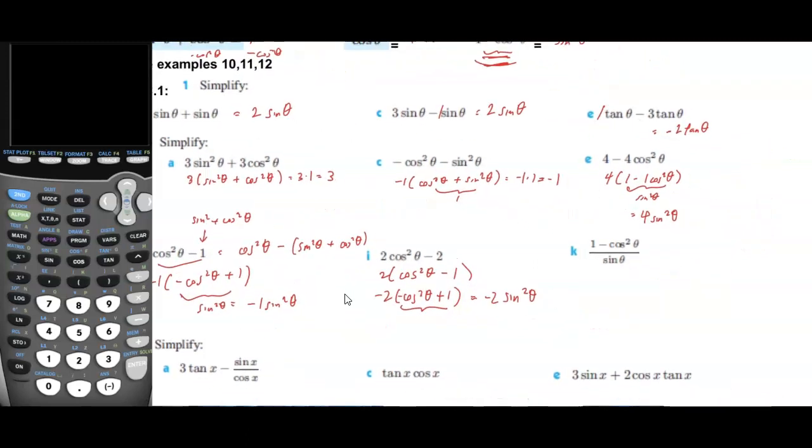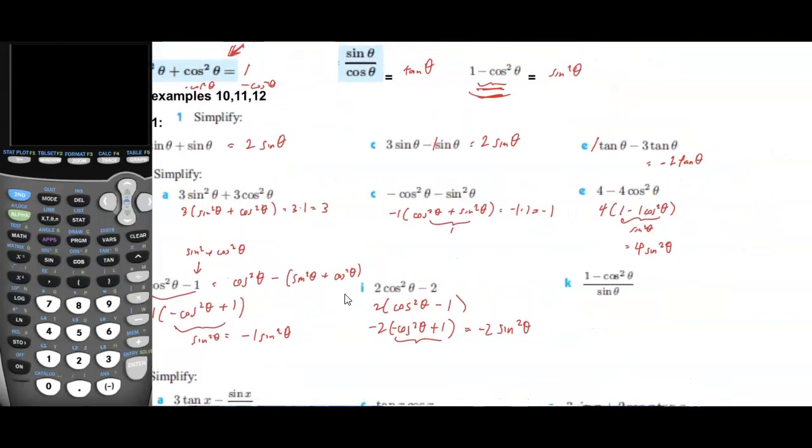Okay, here the top is sine squared theta, and the bottom is sine theta. And so sine squared theta on top, sine on the bottom, that leaves sine theta on top, because remember the top is sine theta times sine theta, the bottom is sine theta. So when you cancel out, sine theta on top, sine theta on the bottom, you end up with just 1 sine theta.